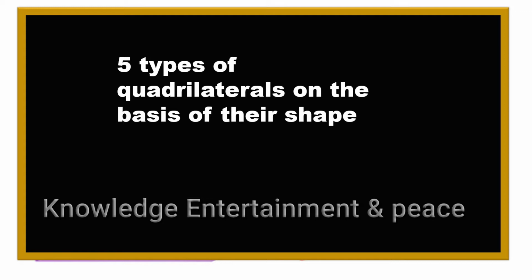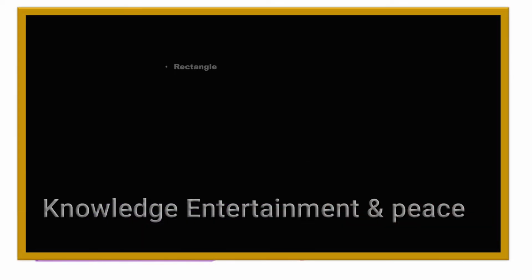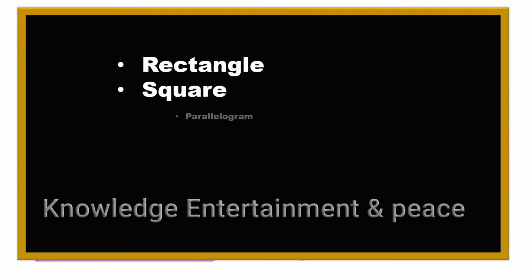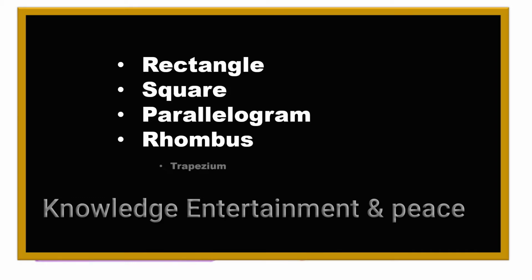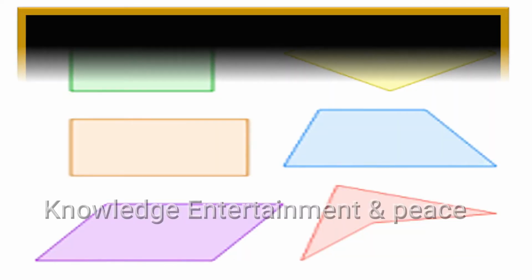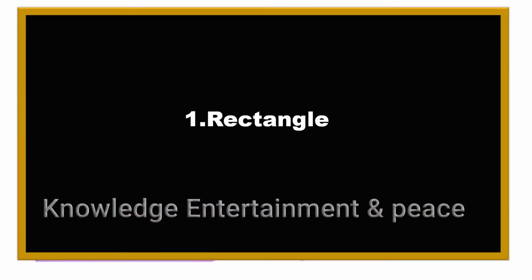Here we are going to discuss the five types of quadrilaterals. They are rectangle, square, parallelogram, rhombus and trapezium. Let's discuss each of the five quadrilaterals in detail. The first one is rectangle.